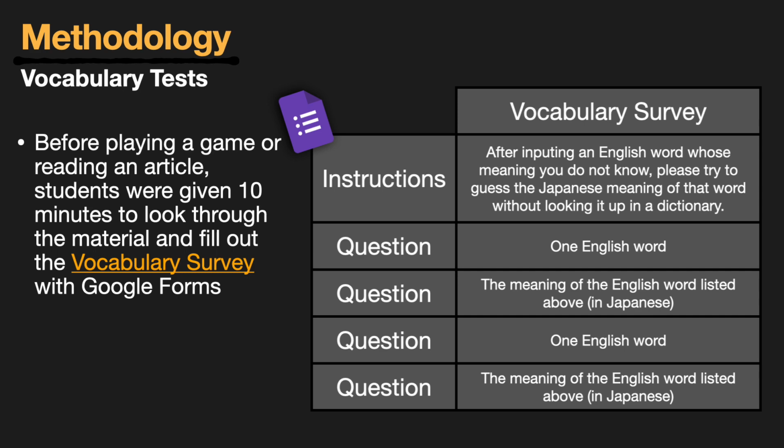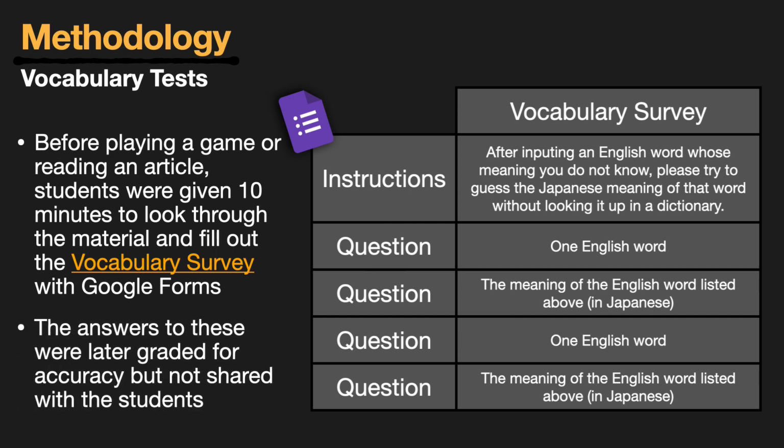The students were instructed to input the unknown word into the form, then without using a dictionary to try to guess the meaning of the input word in Japanese. The guessed Japanese definitions of these unknown English words were subsequently graded, but the grades were not shared with the students. The grades on the vocabulary survey did not affect their overall course grade, but they did receive participation points for the submission of these vocabulary surveys.